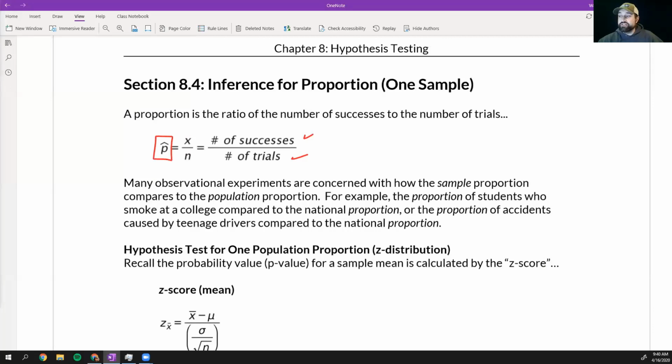Okay. In the previous sections, this was the mean, right? The mean was the value that we were looking for, and that was the value that we were comparing, the important statistic in the sample set. In 8.4, it's no longer the mean, it's the proportion. That's what we're looking for. And so this is how you calculate the proportion.